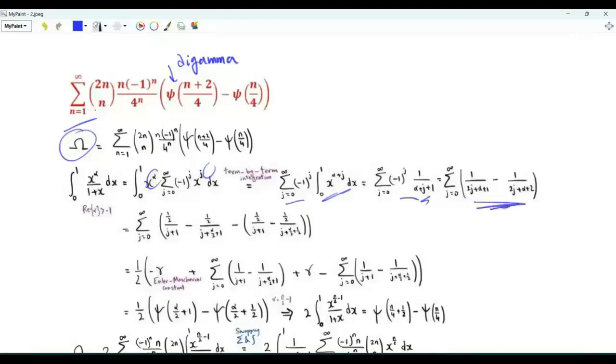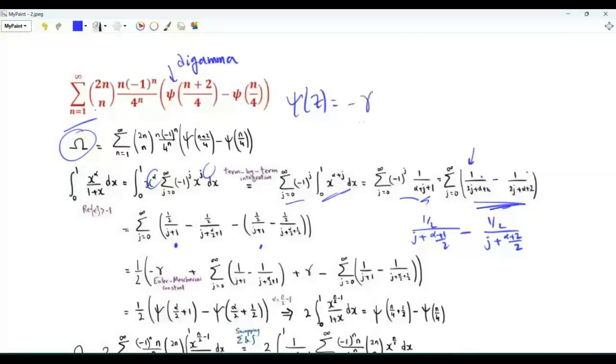We can write down the summand as the difference between two terms. In the first one, we replace g by 2g. In the second one, we replace g by 2g plus 1. Multiply numerator and denominator by 1 half. Add and subtract 1 half over g plus 1.